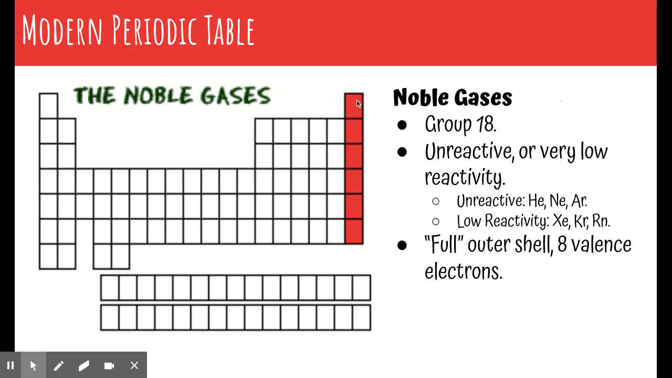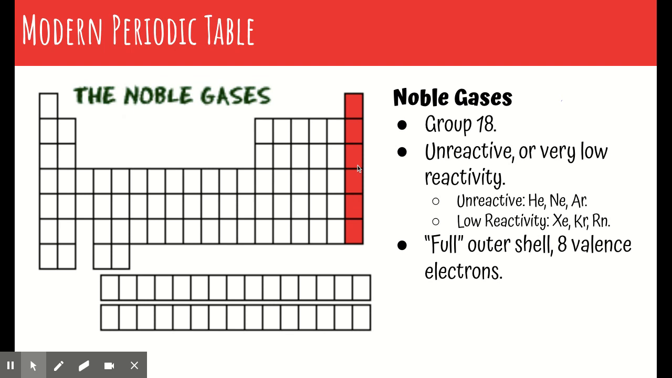It's stable. All of these noble gases, all the rest of them have 8 valence shell electrons. They are not reactive or have a very, very low reactivity. They can react in certain situations, but it's very rare. Helium, neon, and argon do not react, and then you do have xenon, krypton, and radon that do react in certain situations, but not very often.